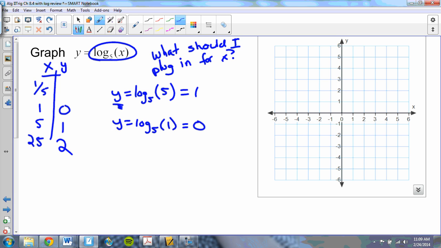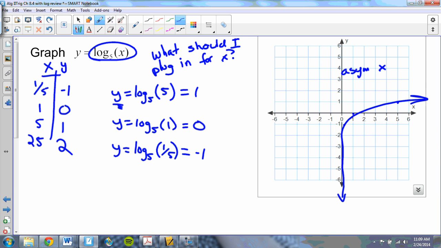So that leaves us with 1/5. Log base 5 of 1/5. Well, 5 to what power is a fifth? Negative 1. So I have the point 1/5, negative 1, which is basically there. 1, 0. 5, 1. And 25, 2 I can't put on my graph. Then I've got this asymptote over here. My curve goes like that. And the asymptote is at the line x equals 0.